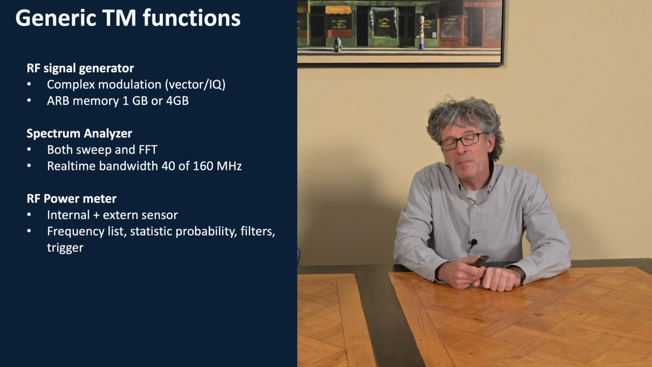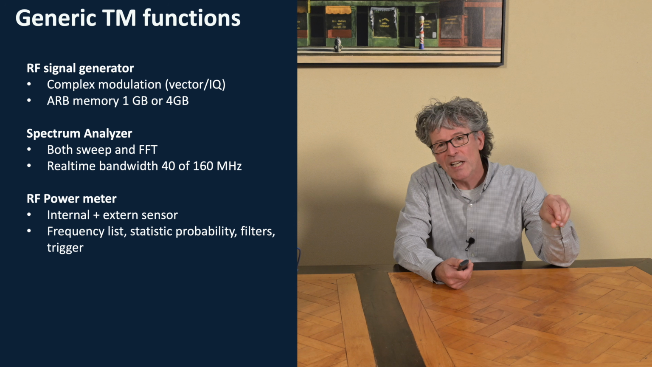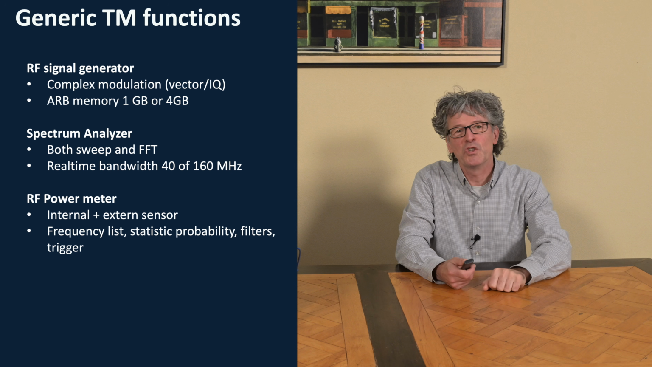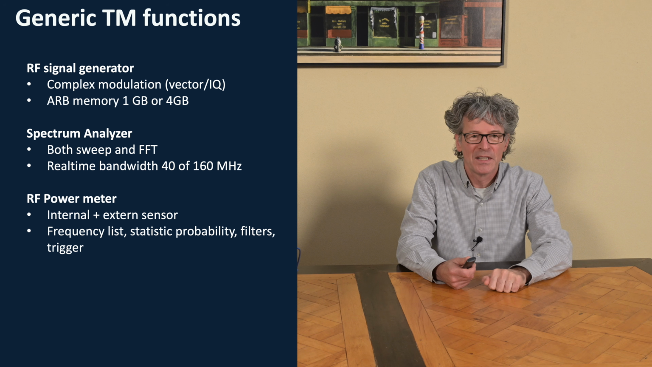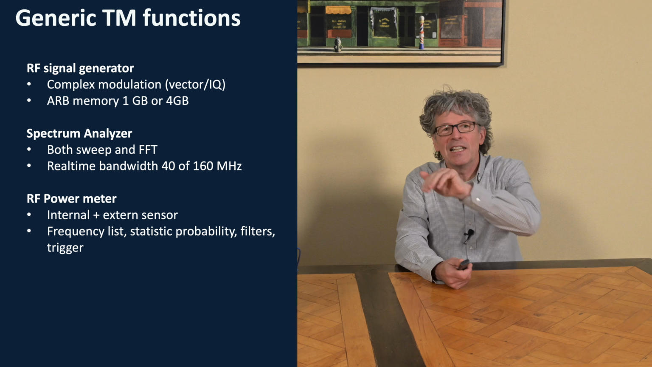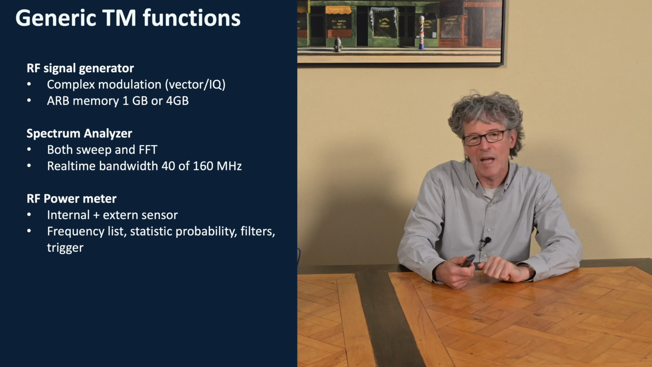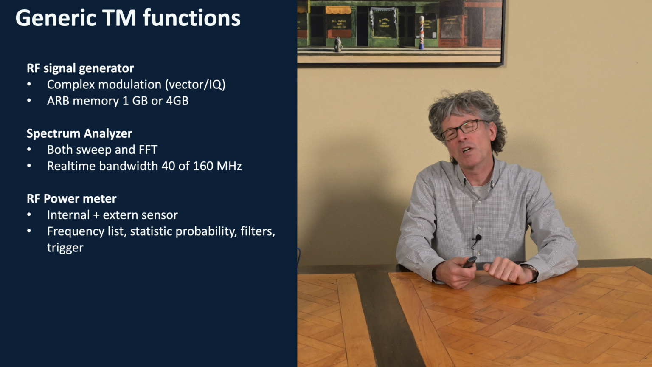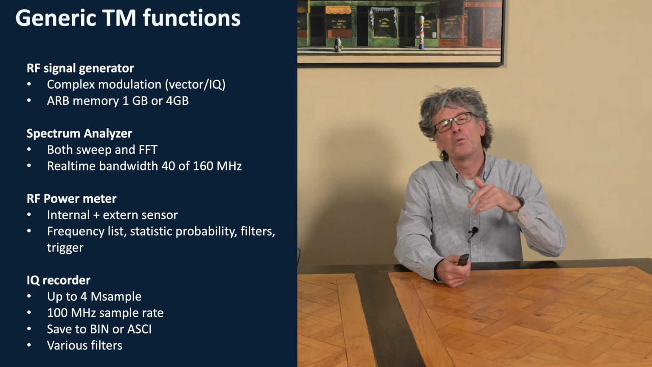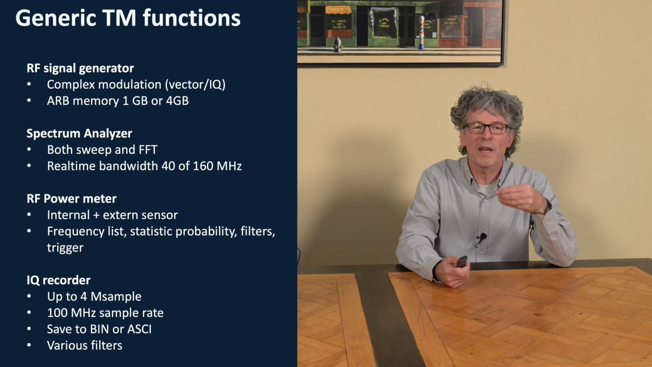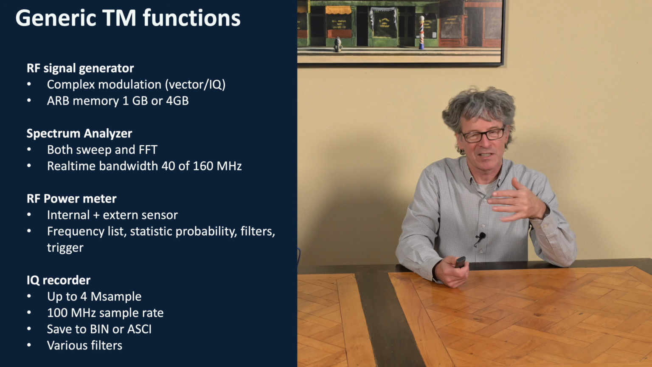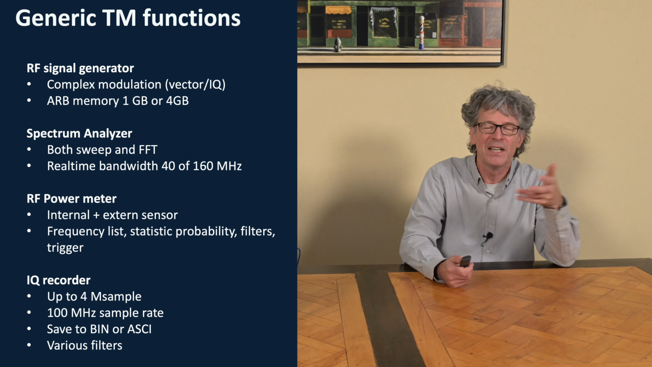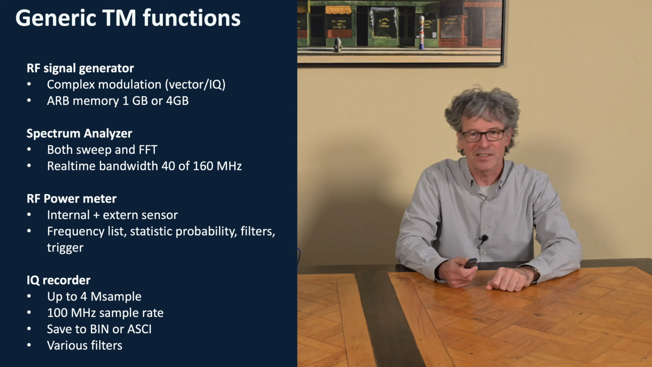We got an RF power meter, with an internal sensor, and you can also use an external sensor. You can do things like a frequency list that you're testing the power for, all types of statistics, there are filters, there are triggers. And for example, you got an IQ recorder where you can record complex IQ streams to a disk, like the values coming by, for later analysis.